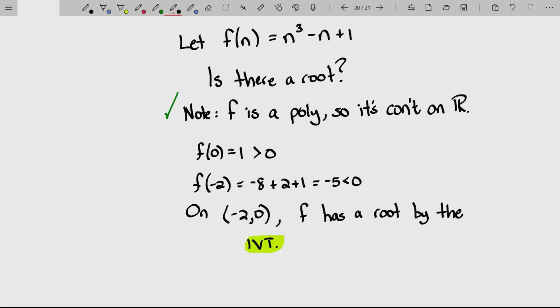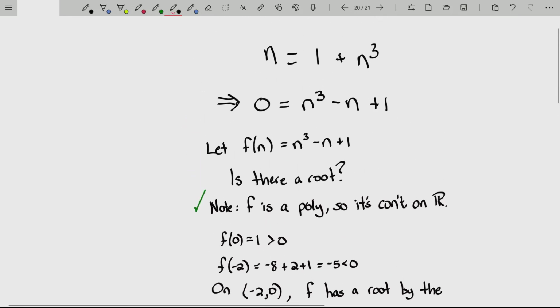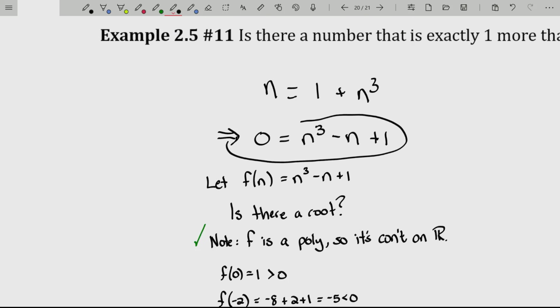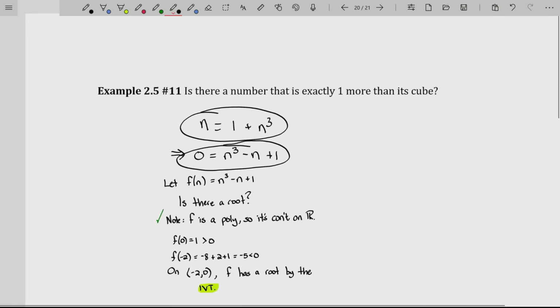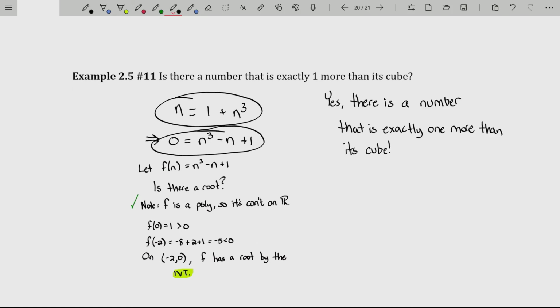You don't include the endpoints because, again, the endpoints are where the function's either negative or positive, so you've already done that. Since f has a root, there is a place where f becomes 0, which means there's a solution to this equation, which means there's a solution to that equation. So, yes, there is a number that is exactly one more than its cube. And in fact, that number is somewhere between negative 2 and 0. Pretty cool. So I hope that is cool for you.